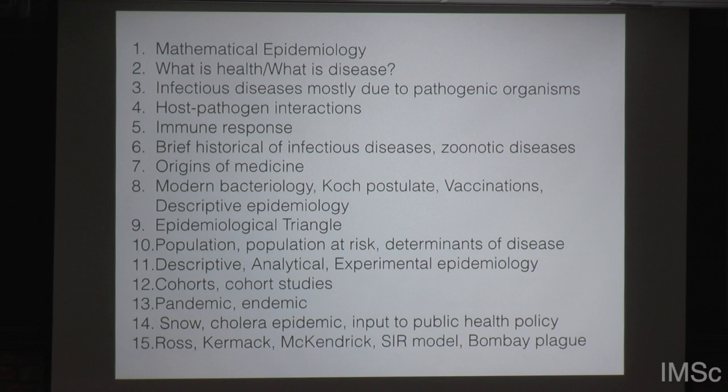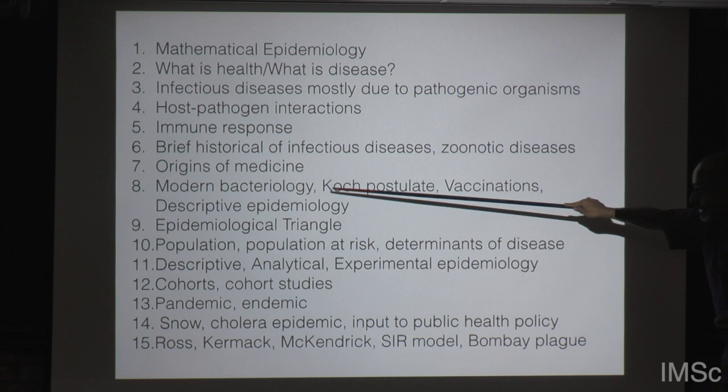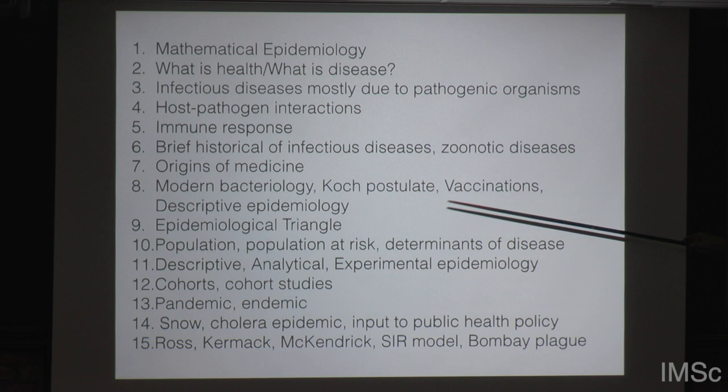And then we went a little bit more towards the modern age, where we talked about Harvey's theories of blood circulation. We talked about various other people who were important at that point. We talked about Pasteur. We talked about Robert Koch. And that's where we got into modern bacteriology and mentioned the four postulates of Robert Koch. And then discussed briefly descriptive epidemiology associated with that.